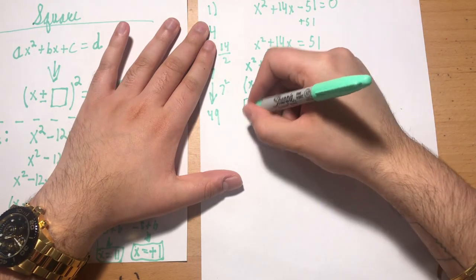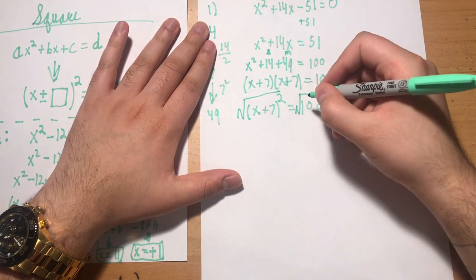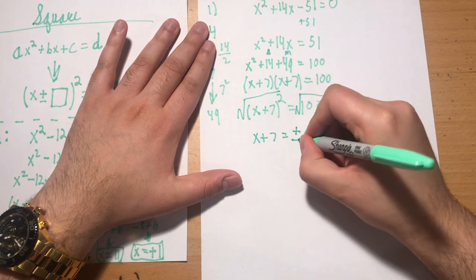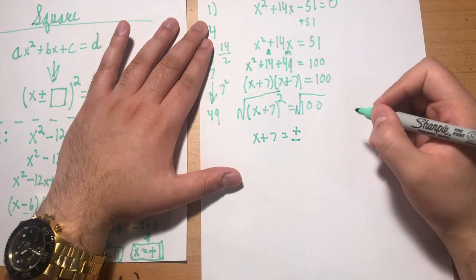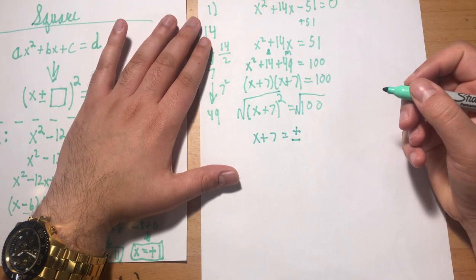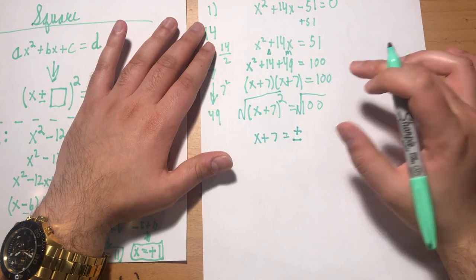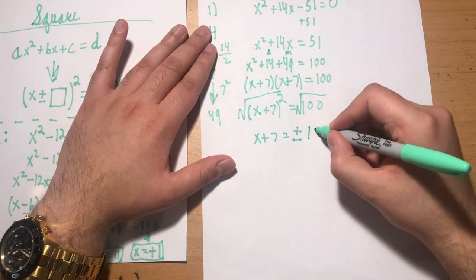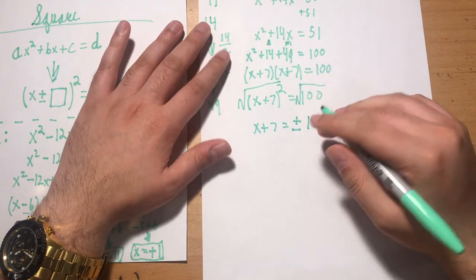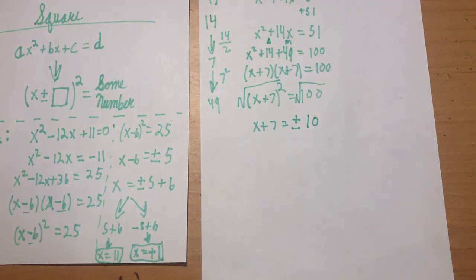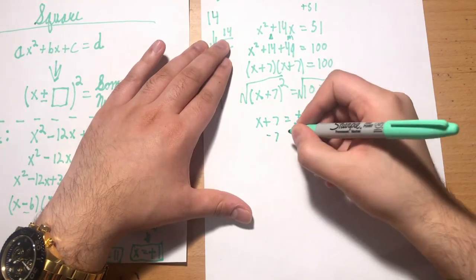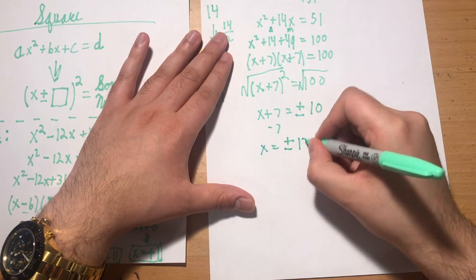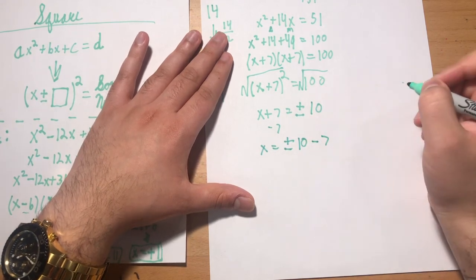I take the square root of both sides, here and here. This becomes x plus 7 is equal to plus or minus the square root of 100. The square root of 100 is 10, or it could also be negative 10. So we do a plus or minus 10 there. Now to get x alone, we subtract 7 from both sides. So subtracting 7, we get x is equal to plus or minus 10 minus 7.